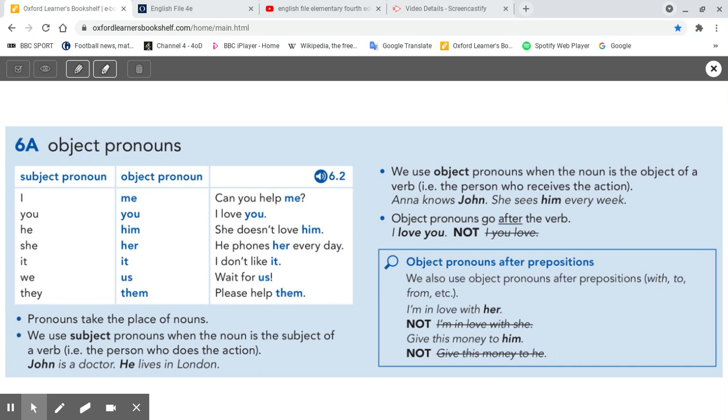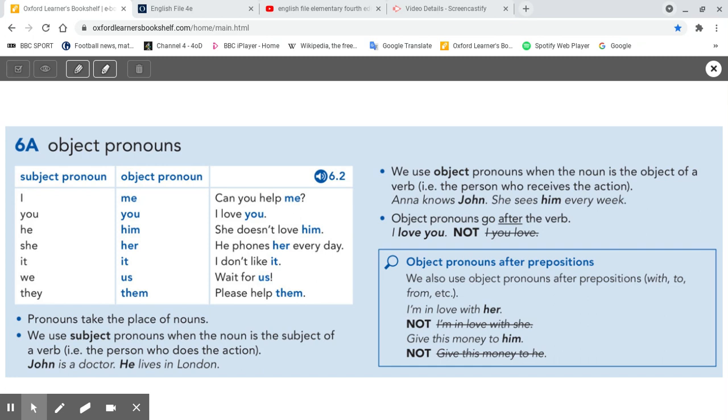Now, things that we need to remember, that we use object pronouns after prepositions also. So with, to, from, in, on. Okay, I'm in love with her, not I'm in love with she. Give this money to him, not give this money to he.